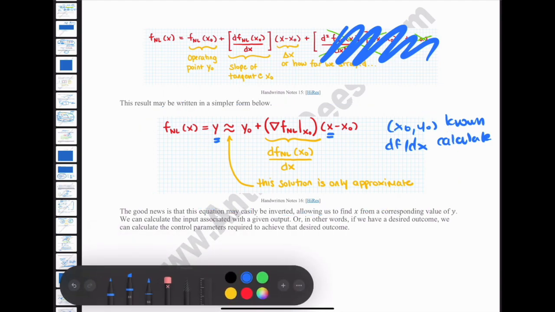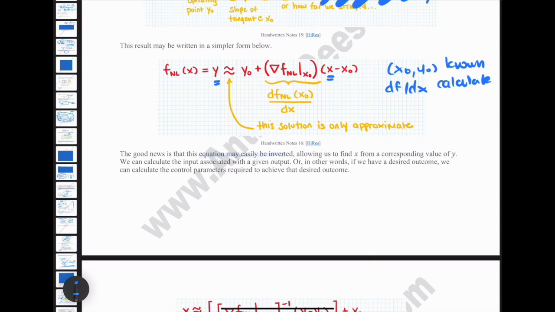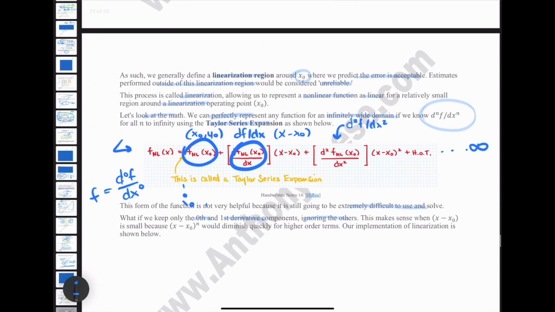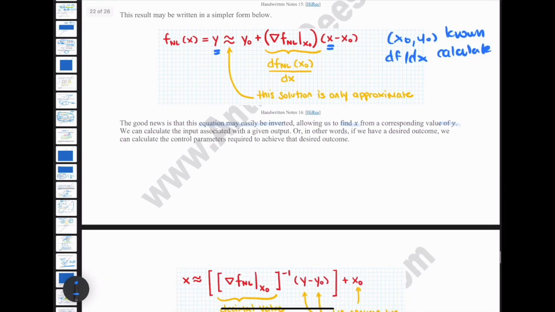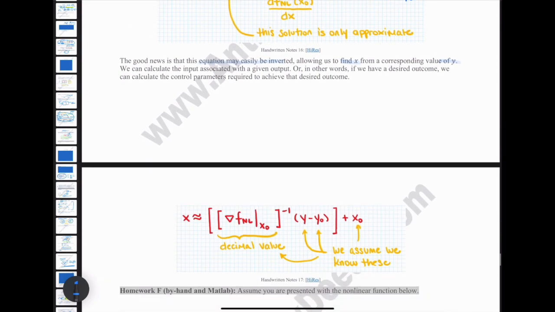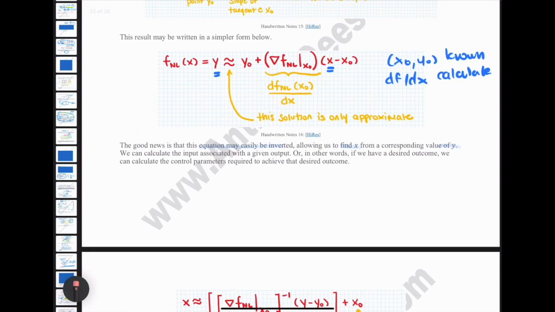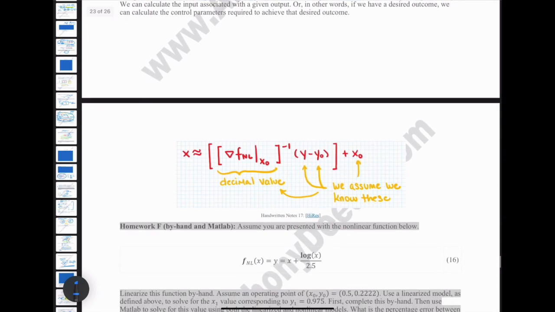The good news is that this equation may be easily inverted, allowing us to find x from a corresponding value of y. And that's really one of the main advantages of doing this. For the nonlinear form of the equation up above, it's generally pretty easy to substitute in our x and generate the y. Moving backwards, however, is often a lot more difficult. But for this version here, it's a lot easier. So that's the real strength of the linear approximation.